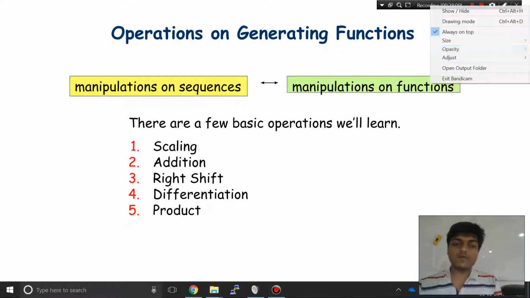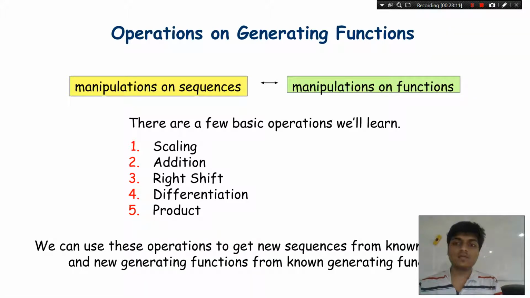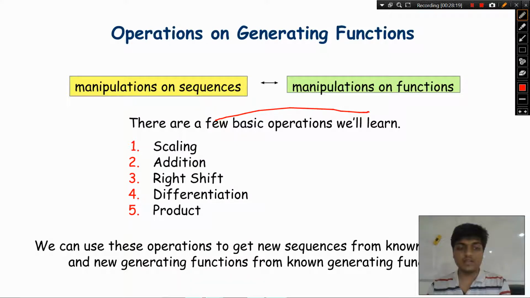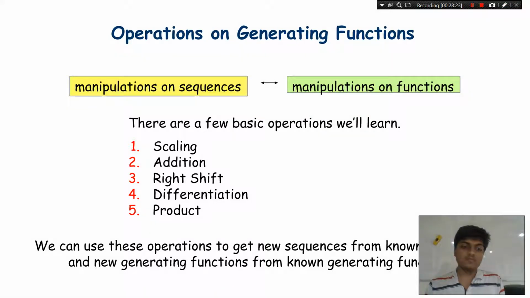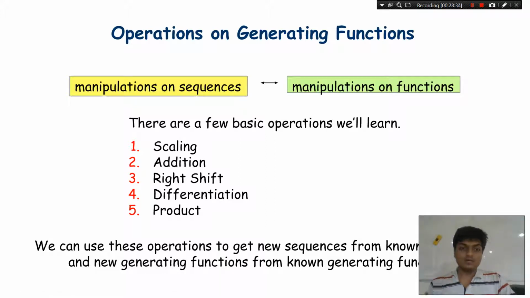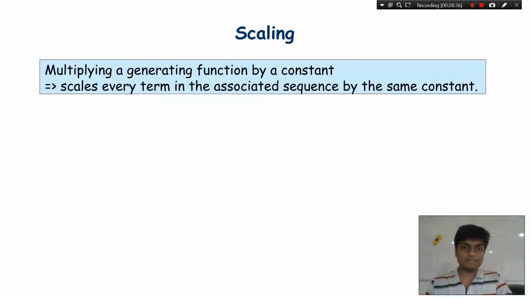So a lot of manipulations on sequences can be easily represented by manipulations on the generating functions, and this is the basic reason why generating functions are used, right? So to get new sequences from known sequences, we can do manipulations on the generating function of the known sequences, right? And we can get the closed form representation of new sequences.